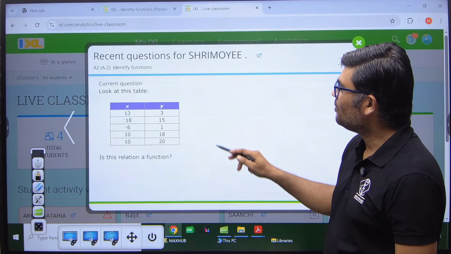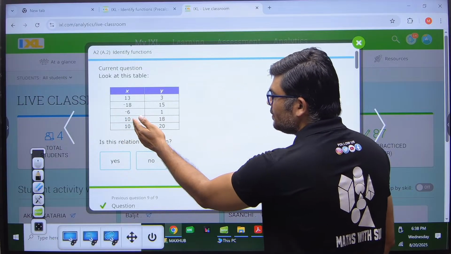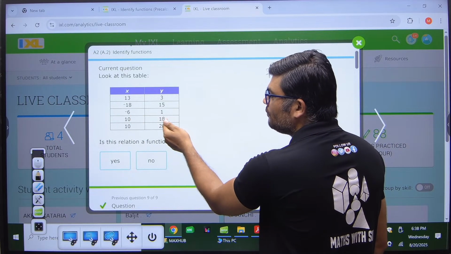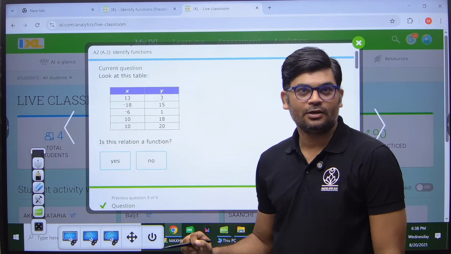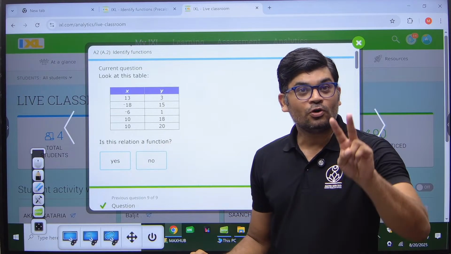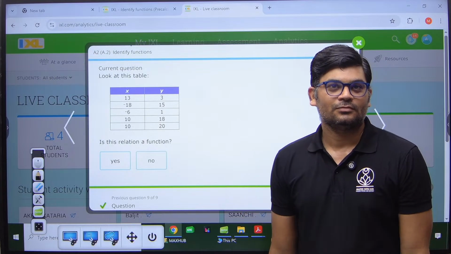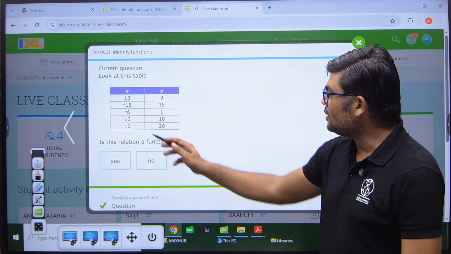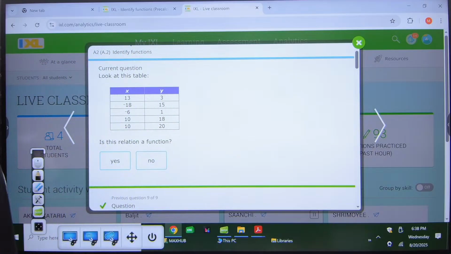Are you getting it now? Now look here. Can you see that for one single x you have two different values? For 10 you are having 18 and for 10 you are having 20. So two different values for a single value. So it is not a function. For 10 you should have one single value. So it is not a function. Are you getting it now?